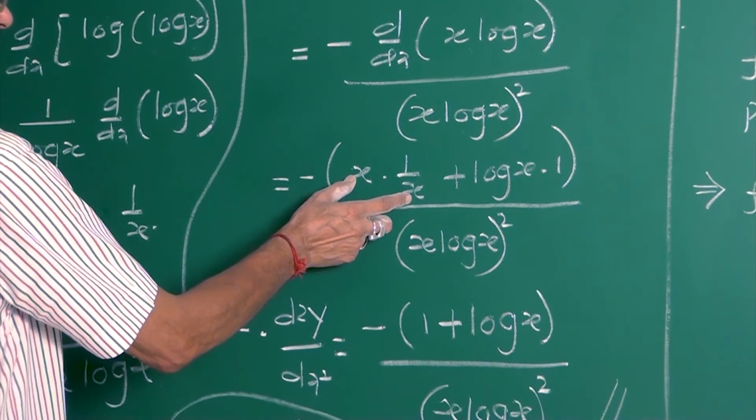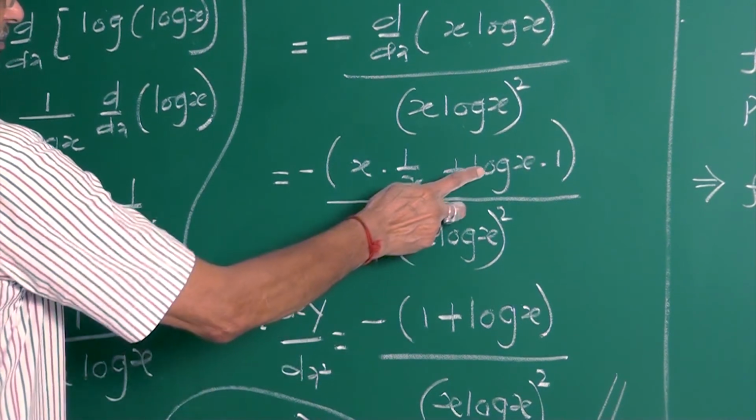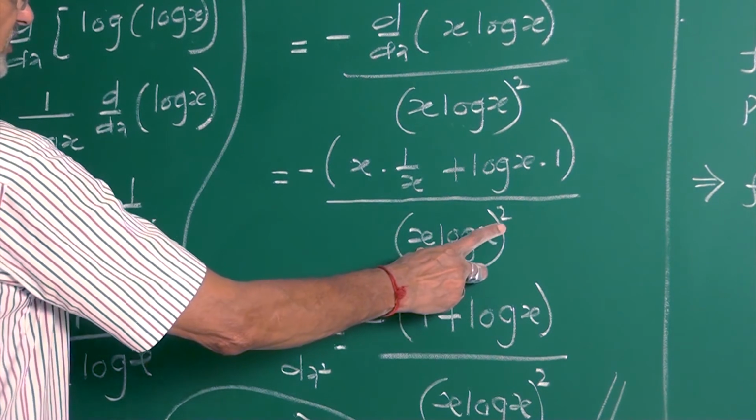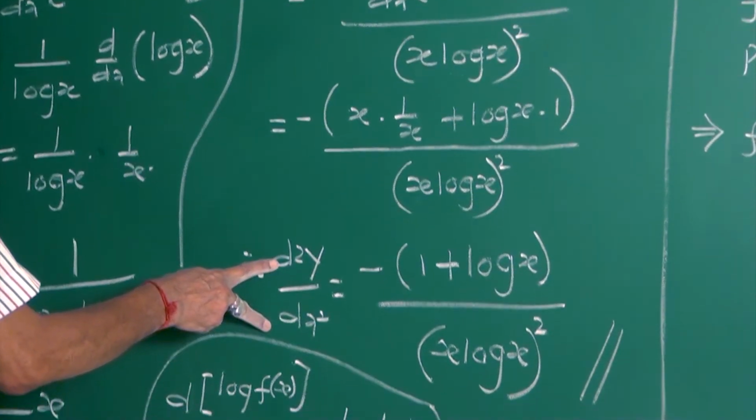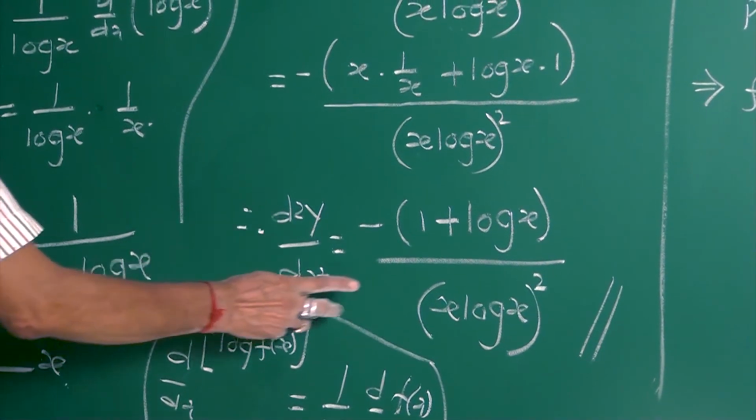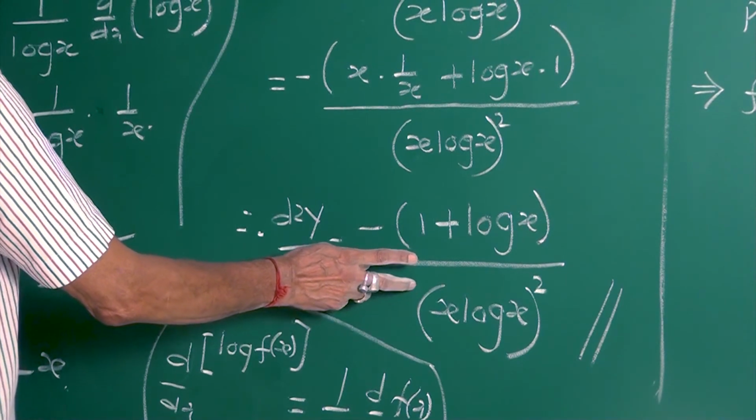x cancels, you are left with minus 1 plus log x upon x log x the whole square, which is the second derivative of y with respect to x. It is the formula. It is the answer.